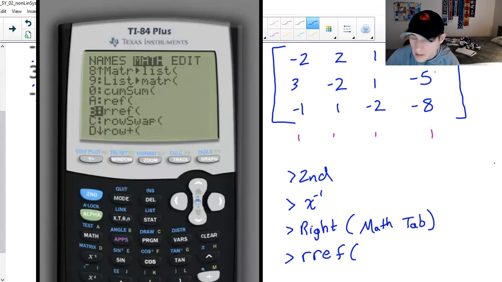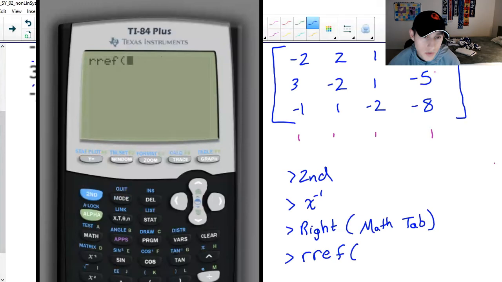Now, RREF, that is something that us college algebra people talked about last year. It stands for Reduced Row Echelon Form. If any of them remember that. But that doesn't matter. You don't need to remember that's what it's called, but you do remember that what we need is RREF. So I'm going to click enter. So it brings up RREF on my main screen.